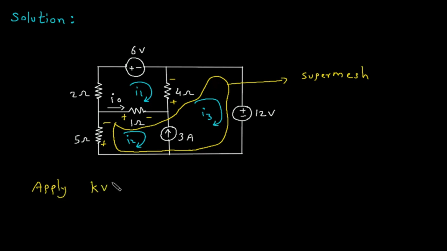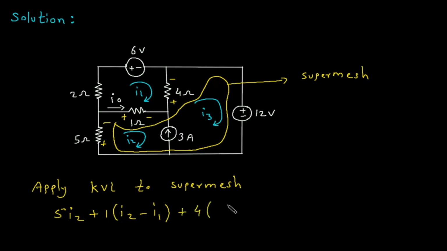Apply KVL to the super mesh. Let's say we will start from here: plus 5I2, plus 1 times (I2 minus I1), plus 1 times (I2 minus I1), then plus 4 times (I3 minus I1), plus 12 is equal to 0.